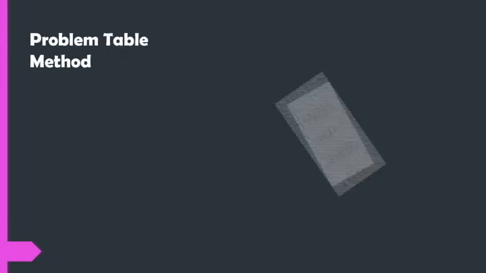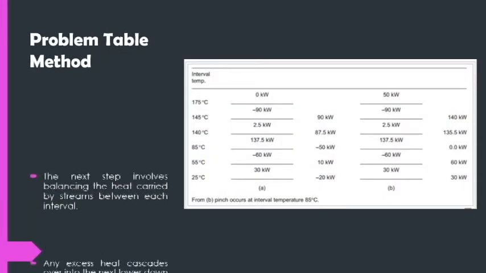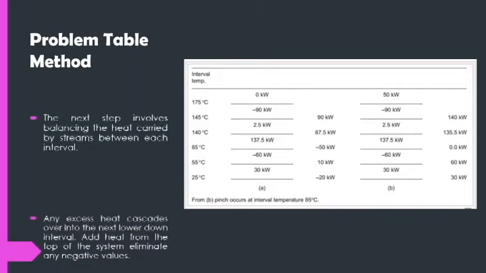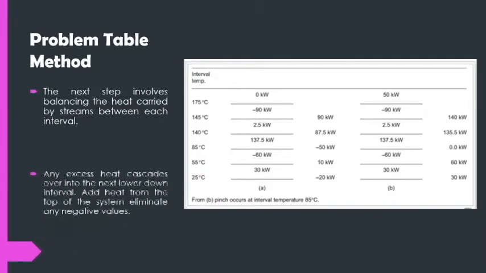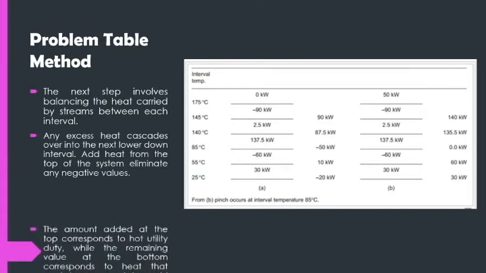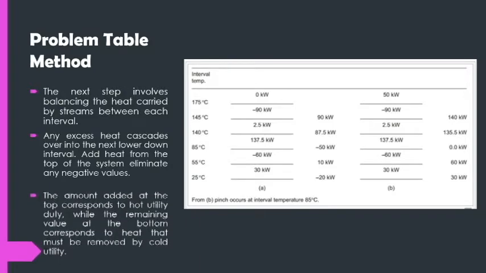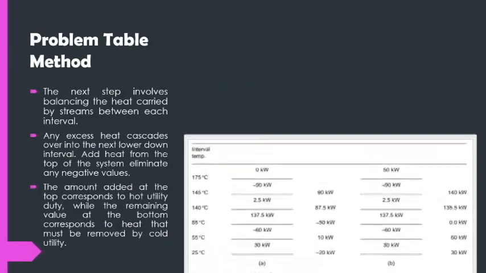So the next step involves balancing the heat carried by streams between each interval, and then any excess heat cascades over into the next lower interval. Add heat from the top of the system to eliminate any negative values. So the amount added at the top corresponds to the hot utility duty, while the remaining value at the bottom corresponds to the heat that must be removed by cold utility.